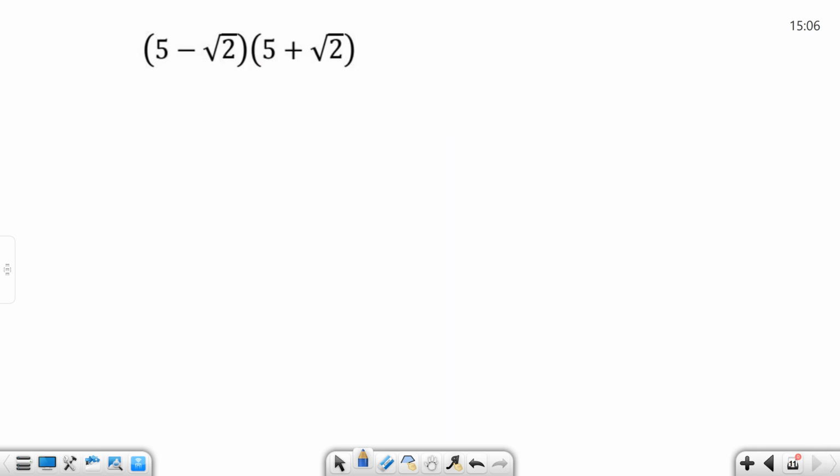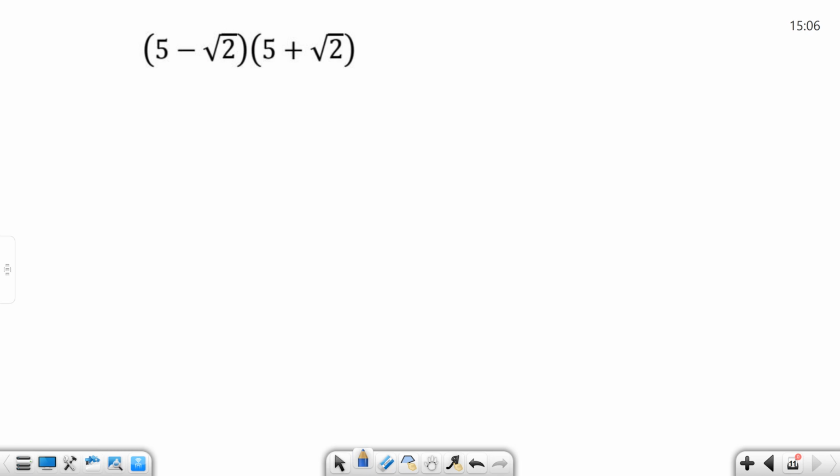All right, and our final one. 5 minus the square root of 2 times 5 plus the square root of 2. Now you'll find out in the division and rationalizing video that these things actually are called conjugates. So I'll just introduce that word to you here in case you have never heard it before. Notice the 5 is positive in both, and the square root of 2 is negative here and positive here. It is a conjugate if everything is the same except one sign.